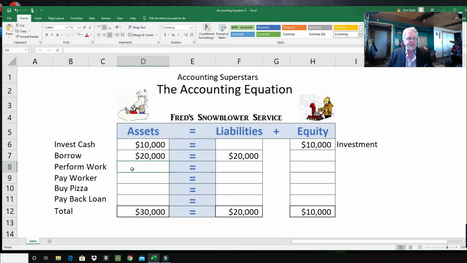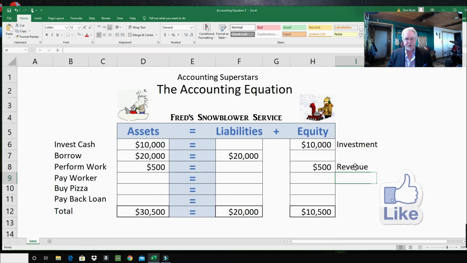Now Fred gets to work right away and a customer walks in the door and says, hey, can you fix my snowblower? And maybe the snowblower needs a new engine or something. So Fred performs the work, he gets the job done, and Fred collects $500 for doing the job. $500. Fred doesn't owe this money to anyone. It's not a liability, but rather it's equity. That money belongs to Fred. And so I'm going to give it a label. In a future video, I'll explain what these labels are all about, so don't worry about them so much right now.